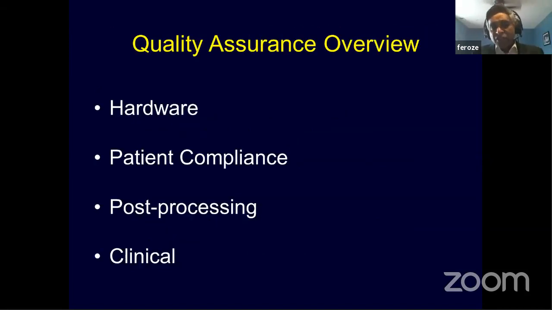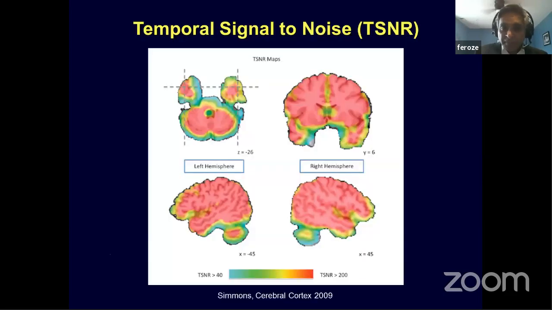One thing as practitioners, it's important to know the QA. There are various QAs. I'm not going to talk about all of them, but a few of them maybe. Hardware is an issue. This is not like regular MR scanning. You need to monitor the temporal behavior of your scanner. Patient compliance is the most important thing. If the patient is not complying, then you're not getting good data, and of course, post-processing.